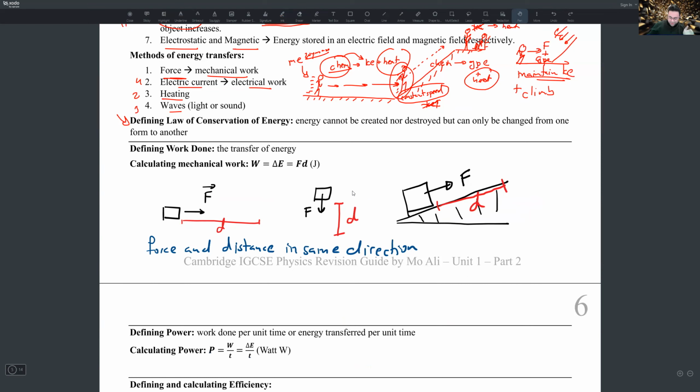What we're doing now is work. When it comes to mechanical work, it's the transfer of energy. Any kind of transfer of energy is called work. But mechanical work is when you apply a force on an object and make it move.